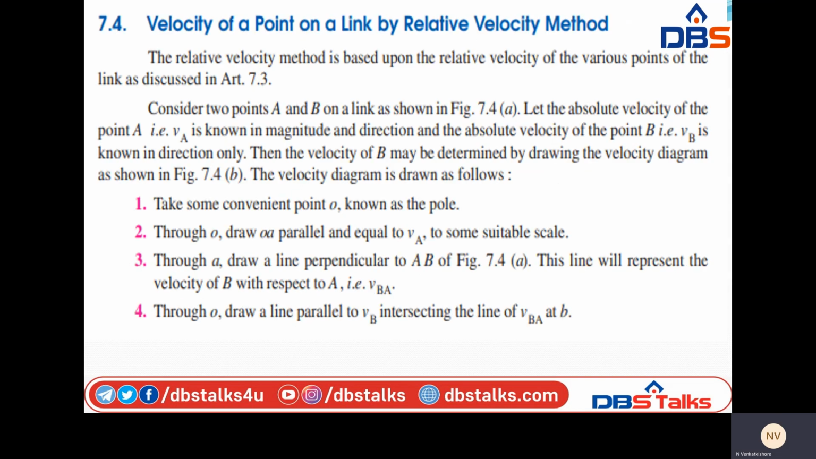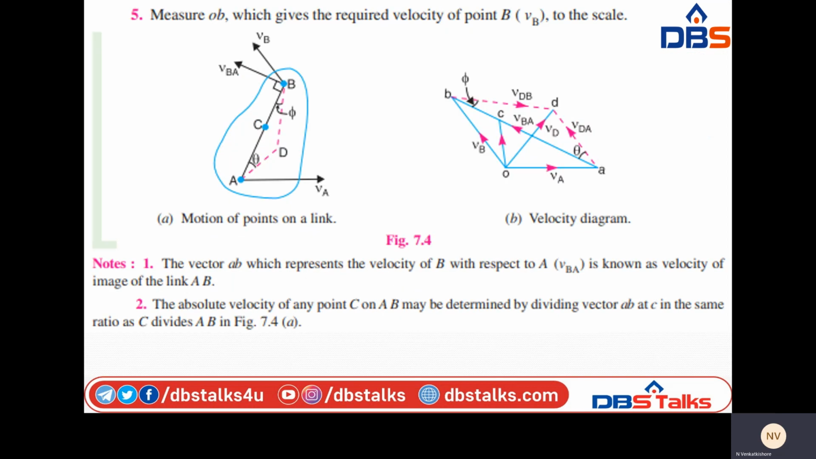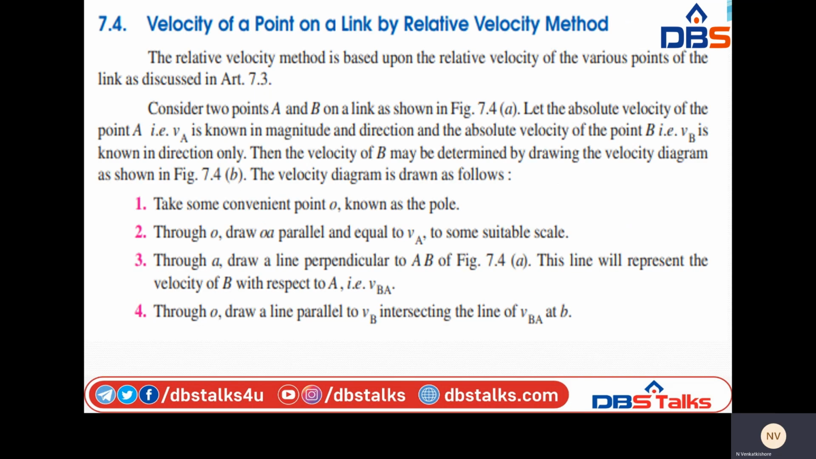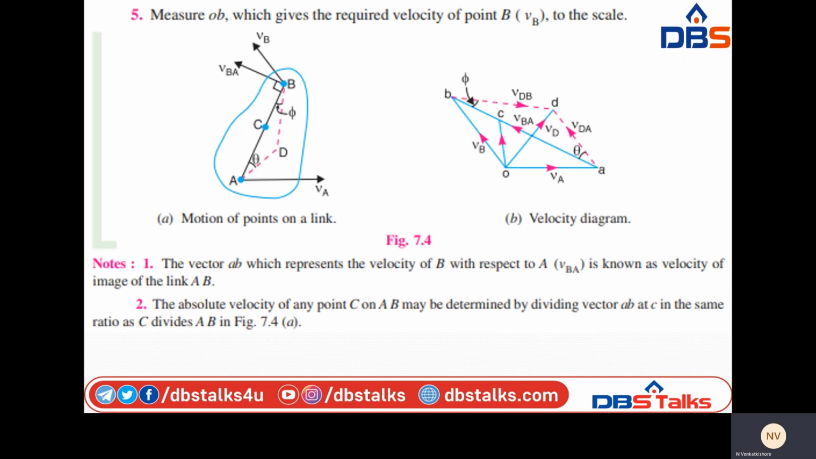Next, through O, draw a line parallel to VB, intersecting the line of VBA at B. We already drew VBA, and parallel to that, intersecting the line of VBA at B. So how will VB be? This is the direction of VB in figure A. Accordingly, just draw one more line.